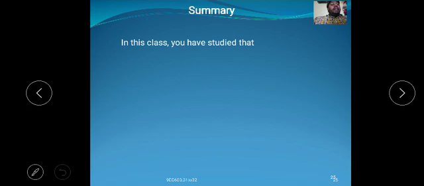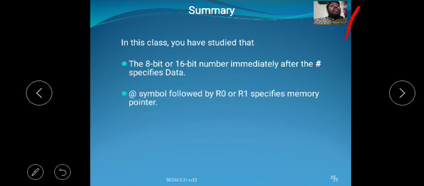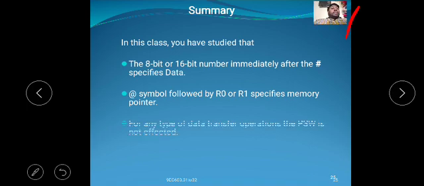These are the important points of the data transfer instructions. In this class, you have studied that the hash symbol before an 8-bit or 16-bit number specifies immediate data. The @ symbol followed by R0 or R1 specifies the memory pointer. For any type of data transfer operation, the PSW is not affected.